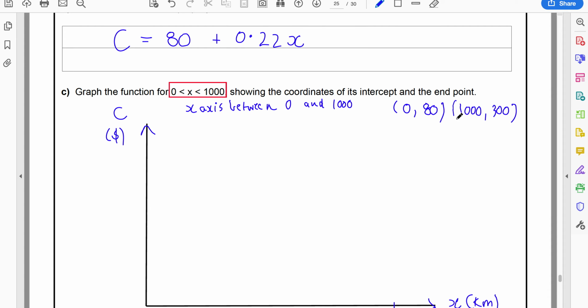Another option would have been just to substitute 1,000 kilometers into the rule and then have a look at what the cost is.